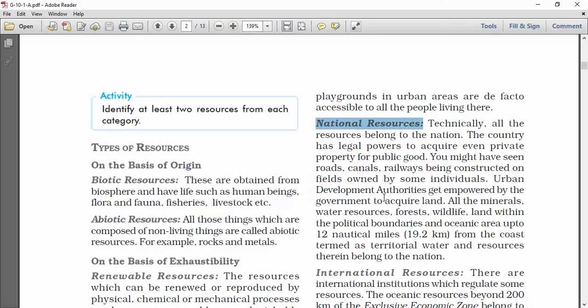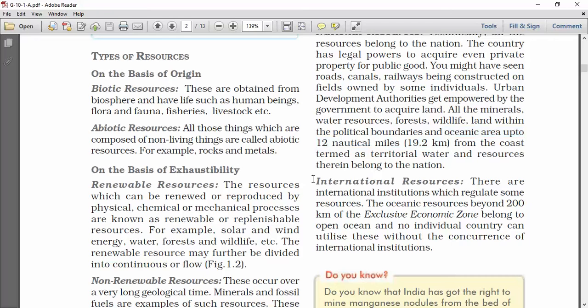All the mineral resources, water resources, forest, wildlife, etc., which are within the political boundaries of one country, and the oceanic area up to 12 nautical miles, that means 19.2 kilometers from the coast of that country, are termed as resources of that nation.